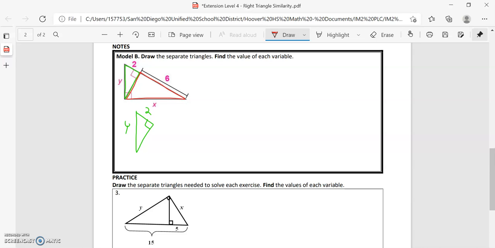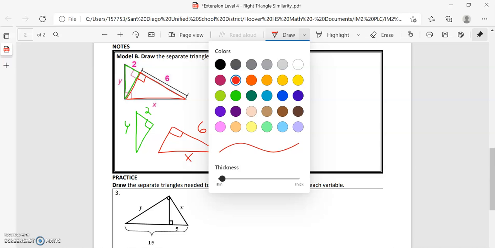Okay, some students were making this their right angle. That is wrong. Our right angle is up here. Okay, so make sure you put that in the right spot. There, and we have a 6 and our x. And then we have our big one all around the outside.